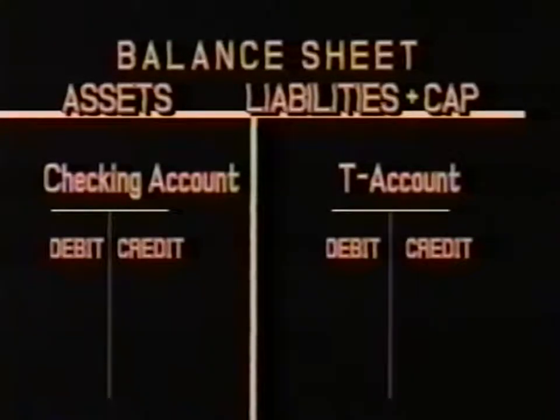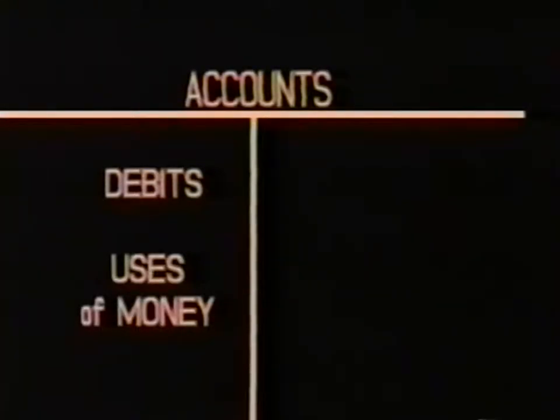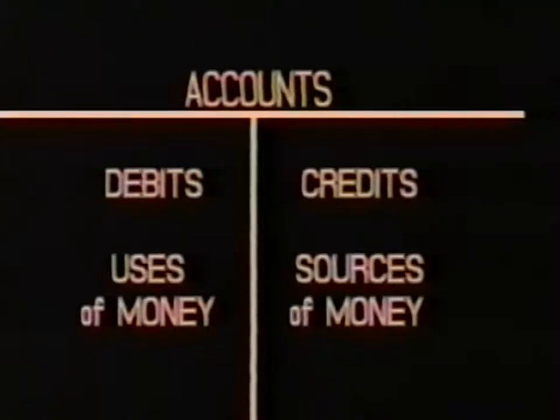Now, anytime we use money, we debit an account. Another way to look at this is a debit is where money is going to be used in our business. So, we can think of debits as uses of money. Credits are the sources of money, or where our money comes from. Every financial transaction has a use and a source, and every financial transaction has a debit and a credit.